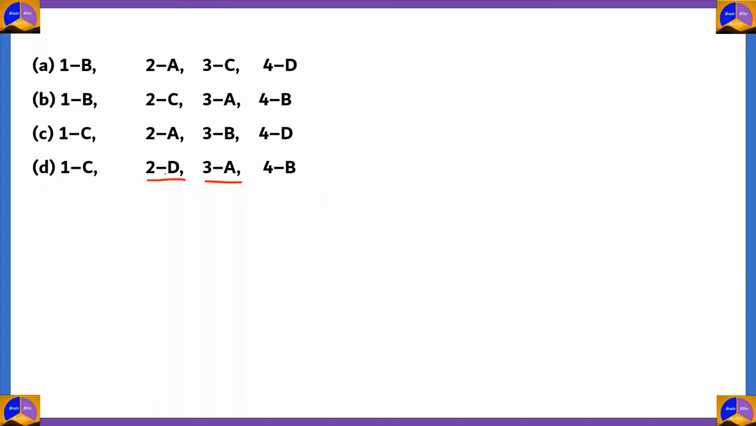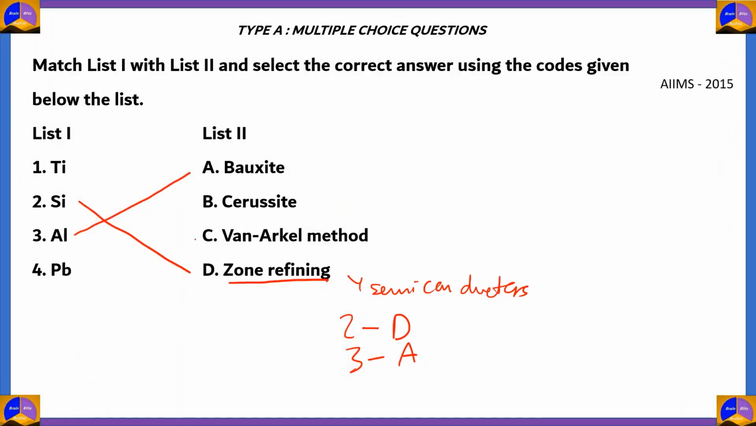So therefore, when you find 2 matches up with D, you instantly get your right answer as option D. In all of the others, 2 is given as either A or C, which is incorrect. Now, in order to complete the matchup, let's look at the other ones. 1 is C and 4 is B. So titanium, Van Arkel process, yes, it is correct because the Van Arkel method is usually used for titanium and zirconium. So you get ultra pure titanium and zirconium by using iodine.